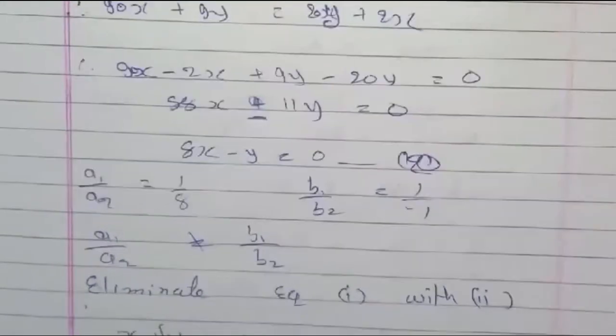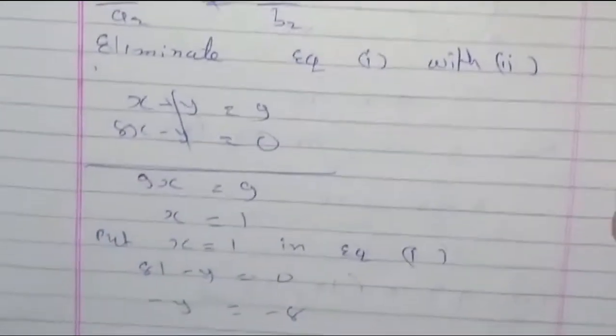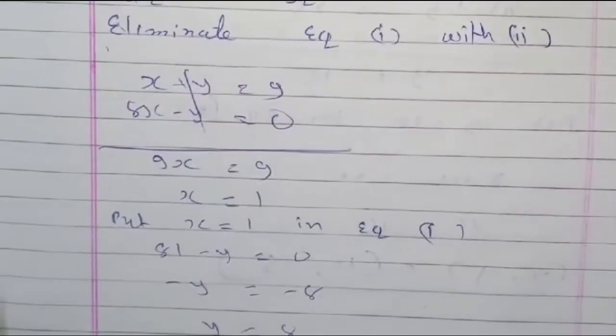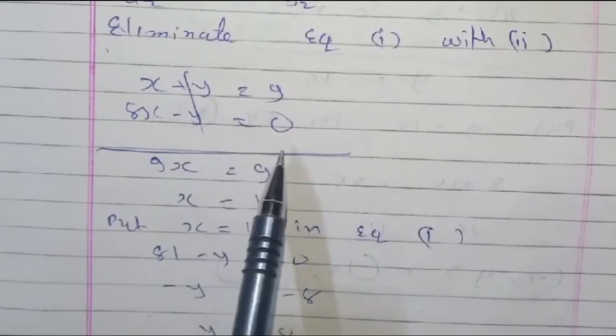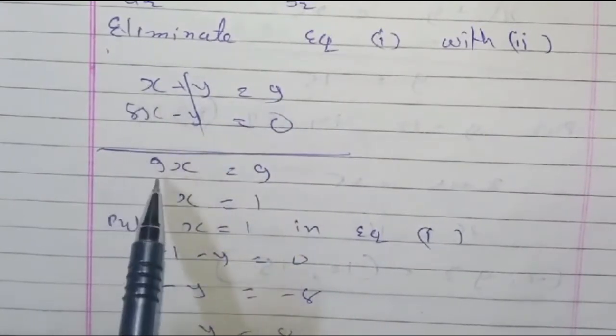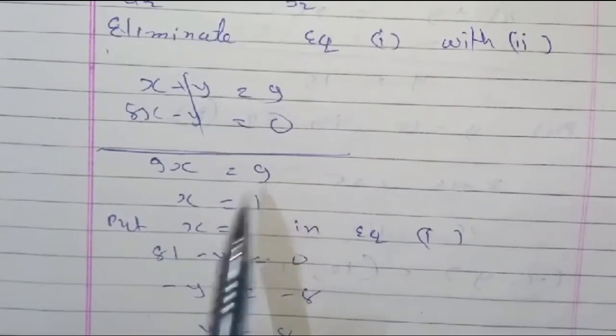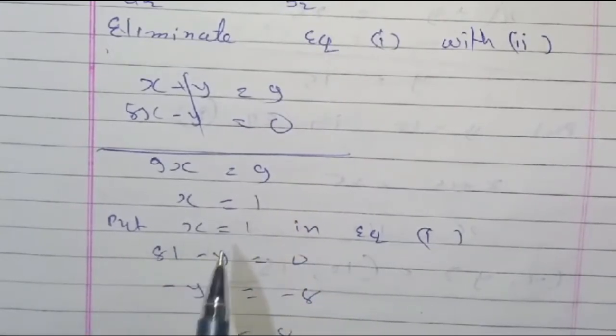So eliminate equation 1 with equation 2. What is our equation number 1? x plus y is equal to 9. And what is our equation number 2? 8x minus y is equal to 0. So y cancels. 8x plus x is equal to 9x, and 9 plus 0 is equal to 9. 9x is equal to 9, so x is equal to 1.